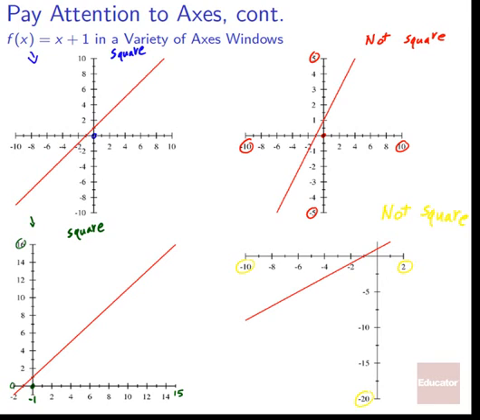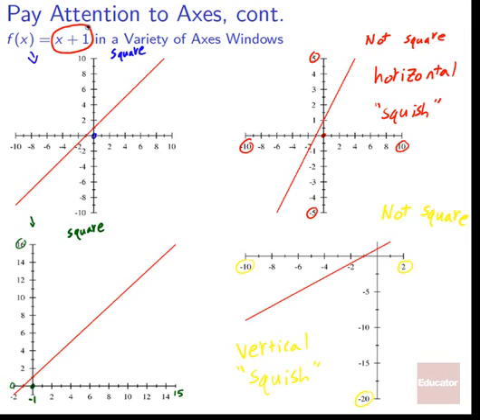So we've got very different things here. Vertical squish has happened in the bottom right one, and in the top one we've got horizontal squish. But it's not because of anything that's happened to the function. The function is x plus 1 for every single one of these graphs. But the squish can be caused purely by how we set up the axes.